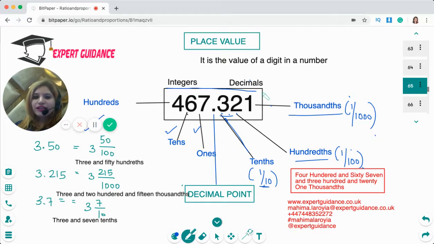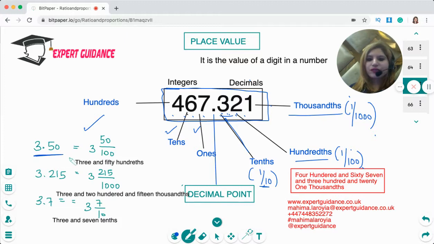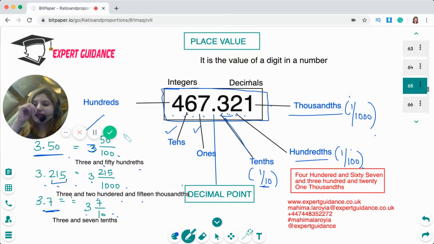Now, if you need to write this in words, how will you write it? This will be read as 467 and 321 thousandths. 3.50 can be written as 3 as a whole number, and 50 over 100, which is 50 hundredths. 3.215 is 3, and there are 3 decimal places, so it will be written as 215 over 1,000, which is 3 and 215 thousandths. And 3.7 is 3 and 7 over 10, which is 7/10. I hope this concept of place value is clear to you.